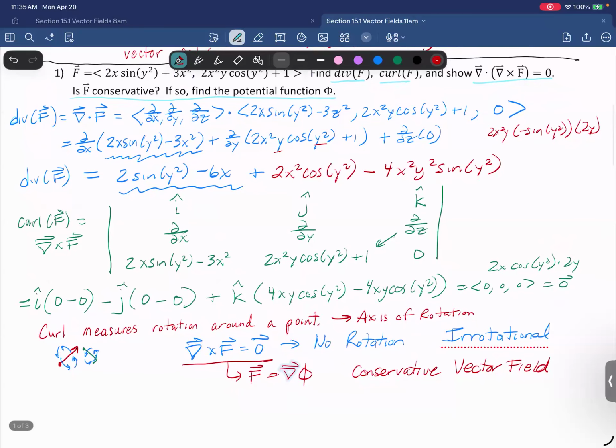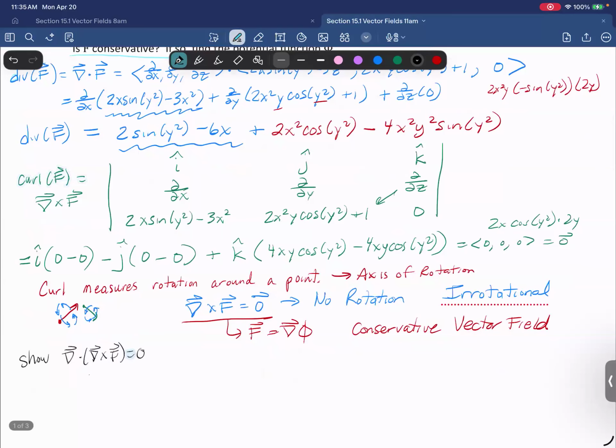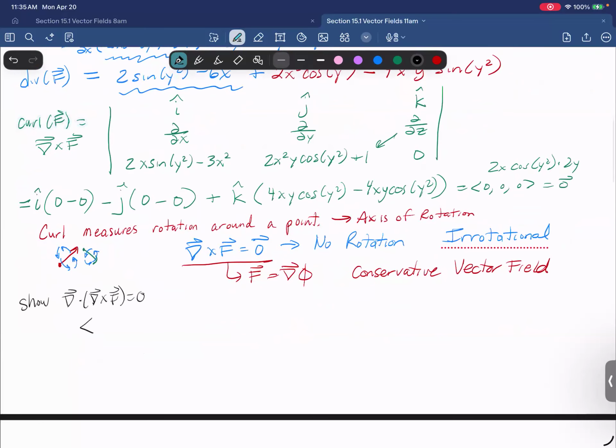We've done the divergence, we've done the curl. It says show that the divergence of the curl equals 0. This may be trivial on this problem, but I'm going to show it anyways, because it's not always trivial, and the more you see it, the better it is. The curl of f was 0, 0, 0, which means we get 0 plus 0 plus 0 is 0.